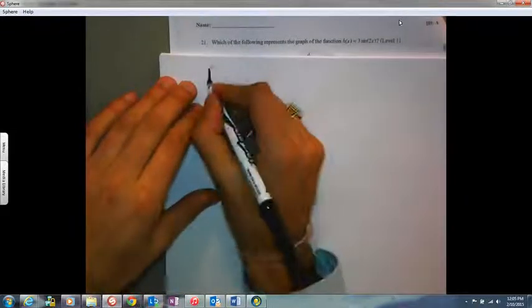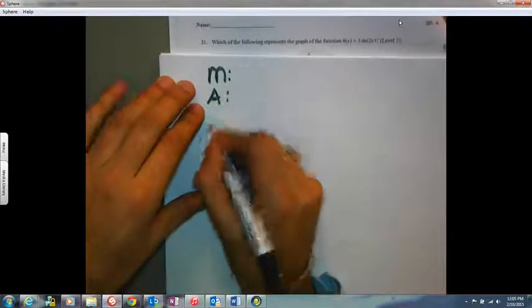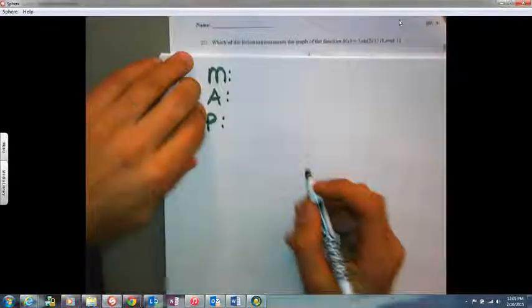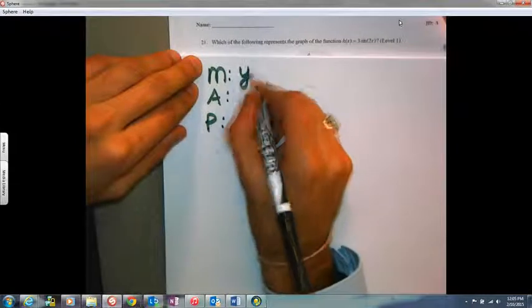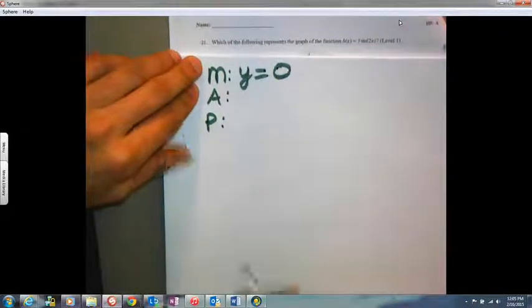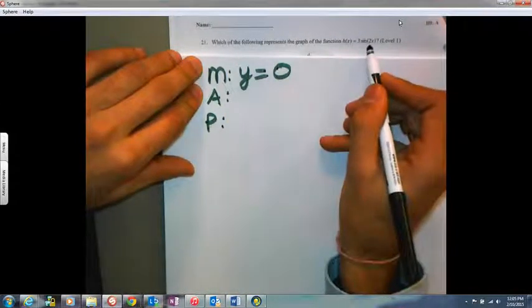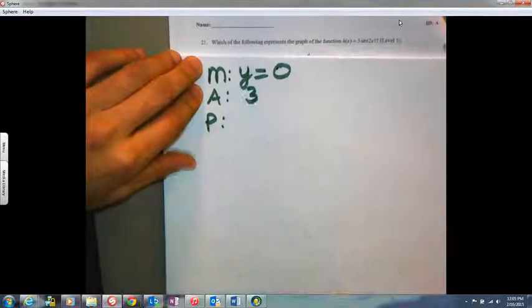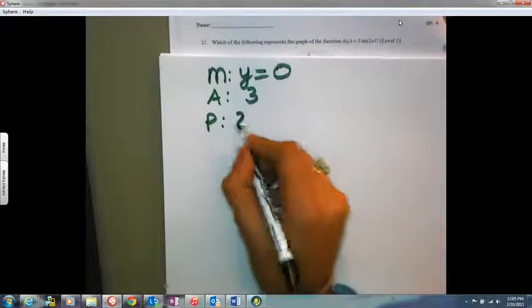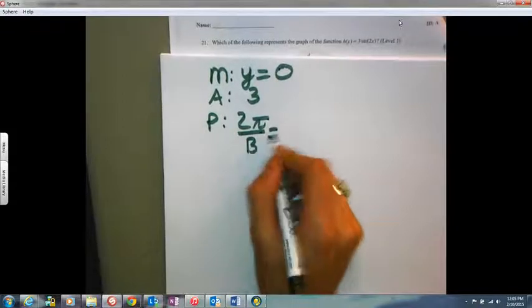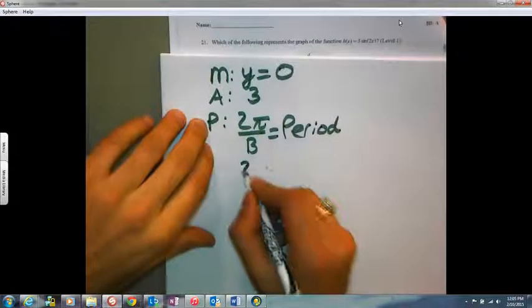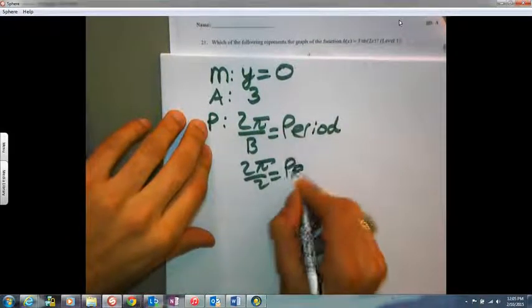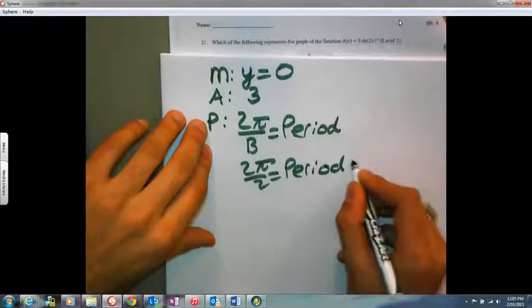When I see this, I want to map it out. The midline is plus whatever. This is plus 0, so the midline is y equals 0. The amplitude is whatever is multiplied by the trig function, so that's 3. The period, as you all remember, is 2 pi over b equals period. The b is 2. 2 pi divided by 2 equals the period. Therefore, pi equals the period.